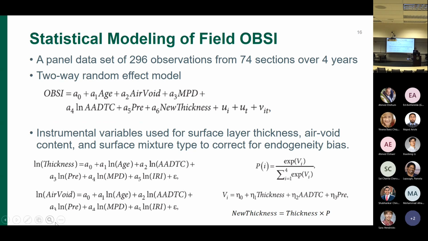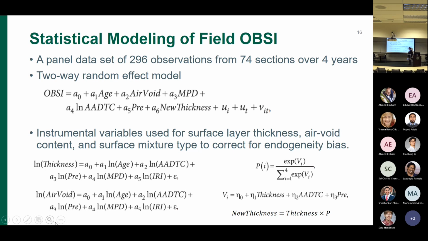For panel data, there are econometric models. In our study, we use a two-way random effect model, so we consider random effects across the different sections and also across time. For field data collected from in-service pavement sections or other in-service infrastructure, one common issue is that the independent variables sometimes are not totally random.